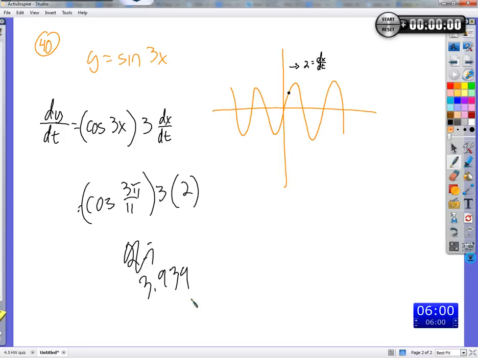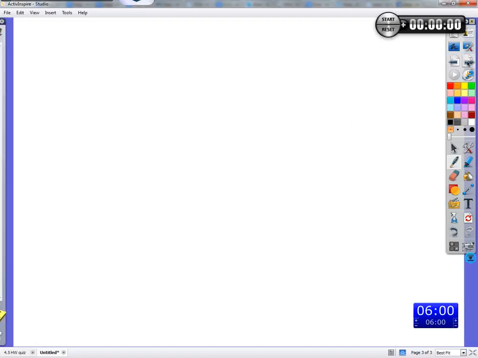Cosine 3 pi over 11. You could leave it exact and just multiply these two together and just call it 6 times the cosine of 3 pi over 11. Just like a real fast, like, how to get number 7. Number 7? Yeah. Just a quick run through? Yeah, just a quick run through.